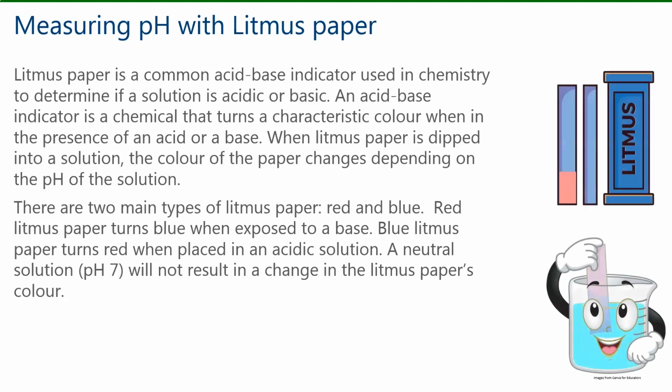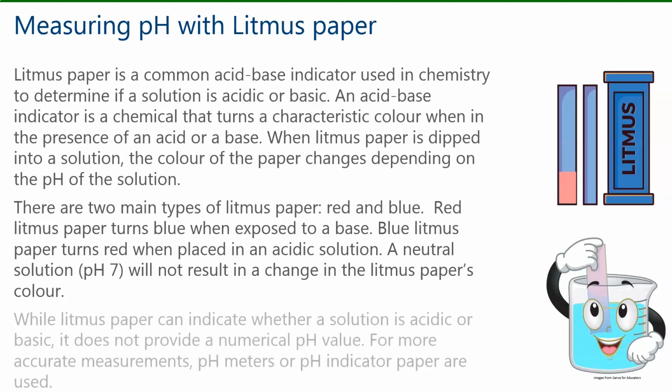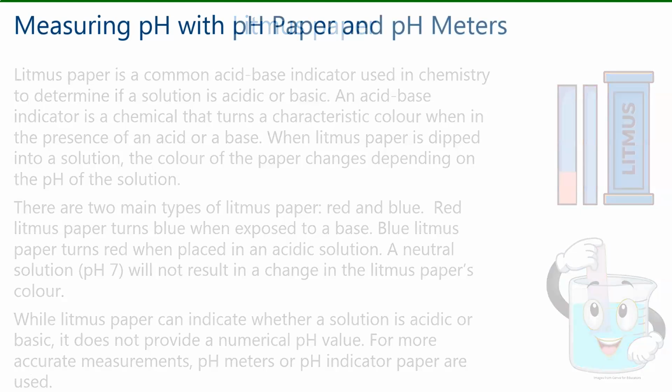Red litmus paper turns blue when exposed to a base. Blue litmus paper turns red when placed in an acidic solution. A neutral solution, pH of 7, will not result in a change in the litmus paper's color. While litmus paper can indicate whether a solution is acidic or basic, it does not provide a numerical pH value. For more accurate measurements, pH meters or pH indicator paper are used.